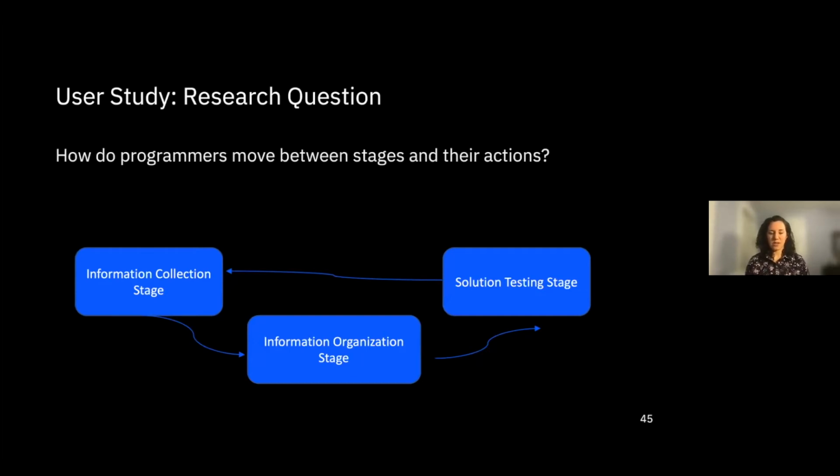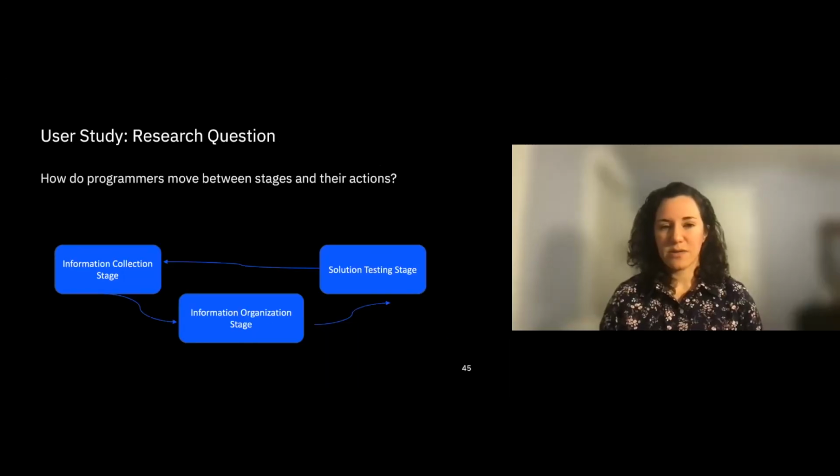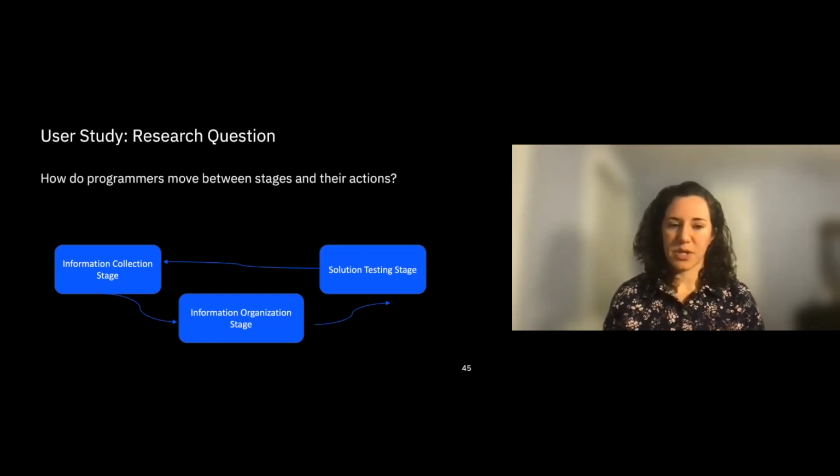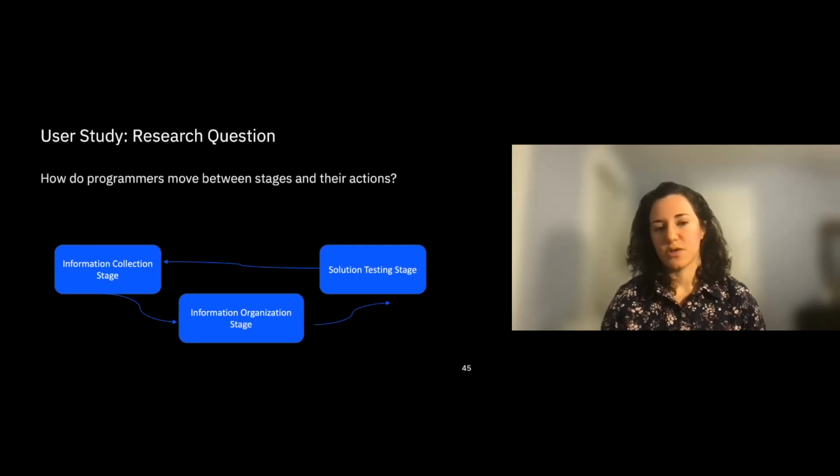So then we wanted to understand more about how programmers were moving between these stages and the actions within these stages, in order to understand more about where programmers are spending their time as they're trying to learn an API, and which of these stages are inefficient and problematic for those programmers, where they get stuck. And so we expect a flow from information collection through organization and testing, and we expected it to loop back through information collection and back around as people found things that didn't work and then needed to return to information collection.